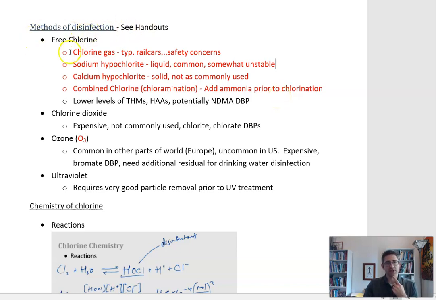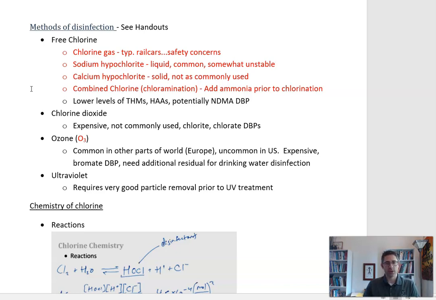Okay, so in addition to free chlorine, we can also use chlorine dioxide. Chlorine dioxide is a gas, not nearly as toxic as chlorine gas, but it still is somewhat problematic. And it's also really expensive, so it's not that commonly used, but it is an option. It has its own disinfection byproduct concerns, chlorite and chlorate.